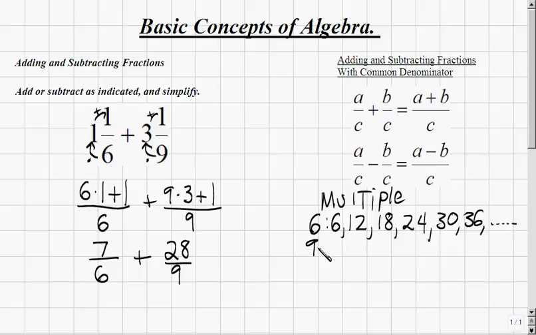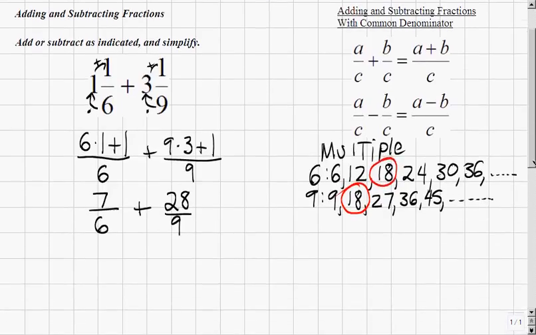And the multiples for 9 similarly, we'll list 9 as the first multiple. 9 plus 9 is 18. 18 plus 9 is 27. 36, 45, and so on. The least common multiple is the first number that appears in each list. And we see here the first number that appears in each list is 18. This is also the common denominator. We'll scroll this problem down a little.